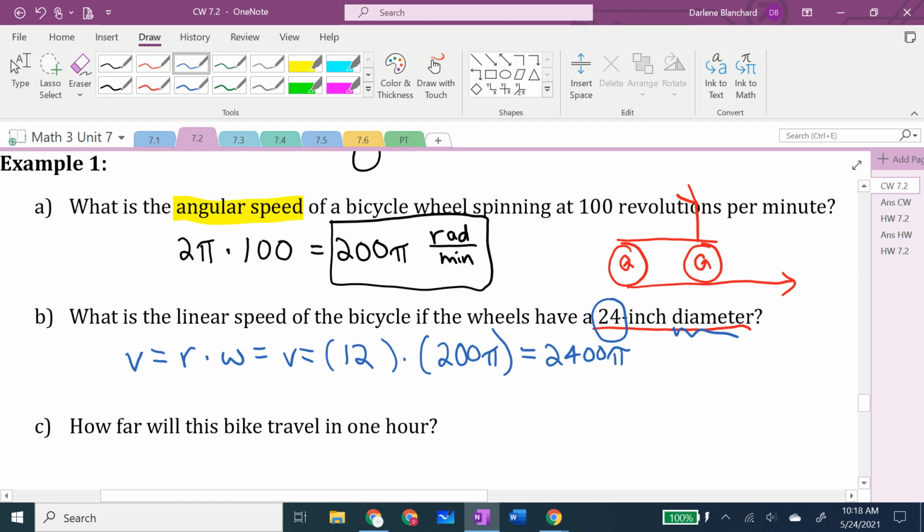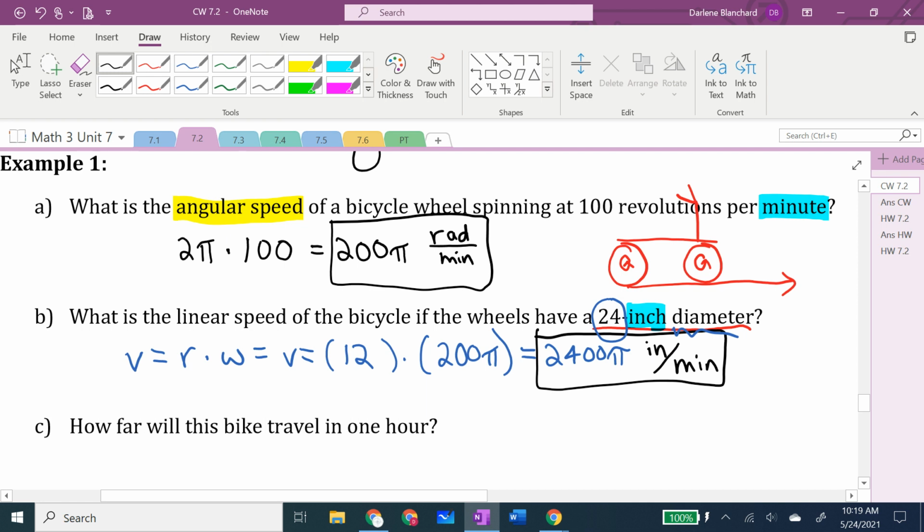And then you want to look at what are the distance units we are using and what are the time units we are using. So it is 2400 times pi inches per minute. That is my linear speed. So that is how quickly the bicycle is actually traveling.